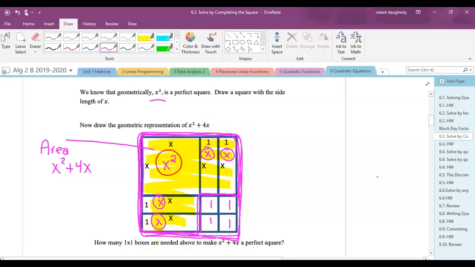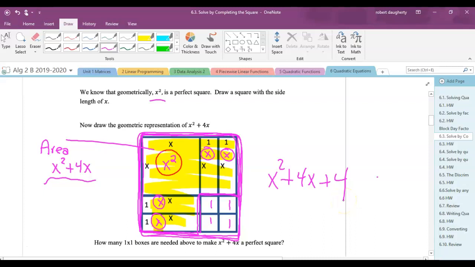So that's a perfect square. So what do you think? This is not a perfect square. What do you think a perfect square would be? x squared plus 4. It looks like geometrically that's a perfect square.